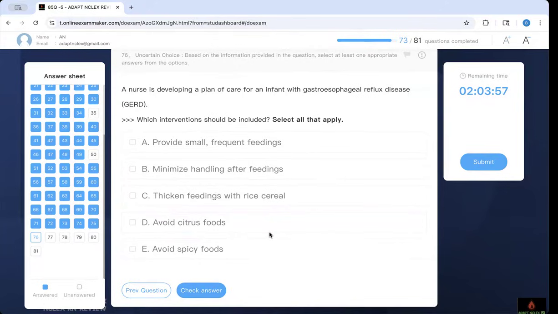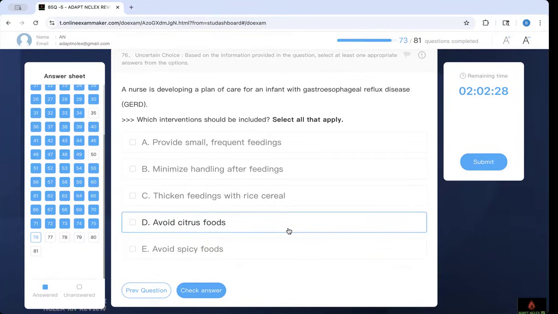Rice cereal because it's a kid. Avoid citric food, avoid spicy food. So for reflux, I always say avoid irritants. And irritants are what? Citric food, spicy food. They are all irritants for this patient.